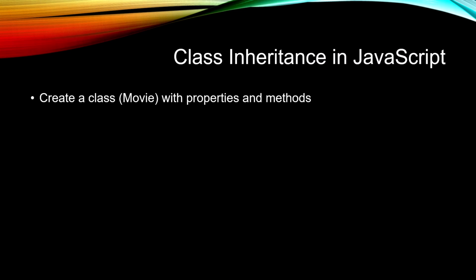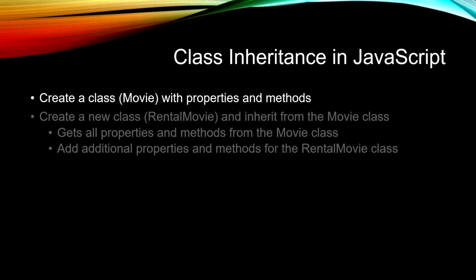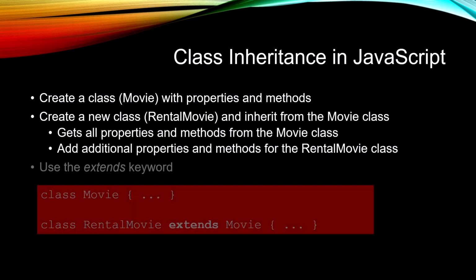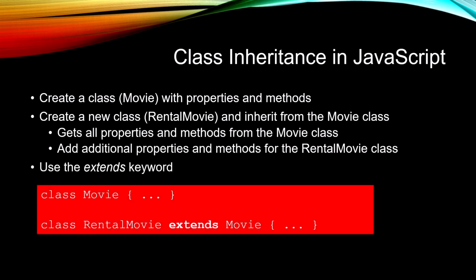We're once again going to create our movie class with properties and methods. We're going to create a new class called rental movie that inherits from the movie class. So that gives us all those properties and methods from the movie class, plus we can now add on additional properties and methods for the rental movie class. To do this, we use the extends keyword.